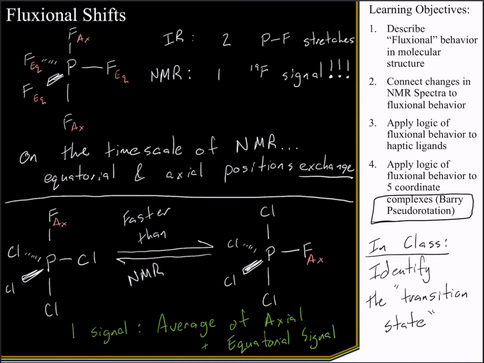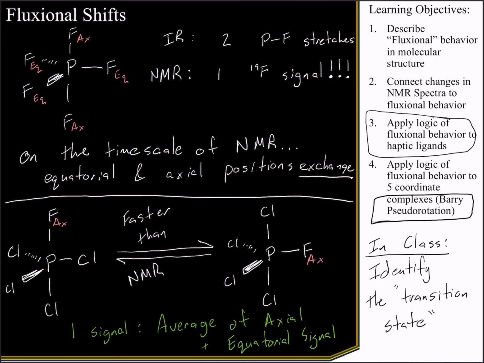So like I said, we wanted to see an example of fluxional behavior, and then we were going to try to describe it. So this idea of fluxional just means changing, right? And so these structures can change, they can rotate, they can move, and we can observe these changes using spectroscopy. So we can see the difference in the NMR and the IR that explains the difference between the axial and equatorial positions. So let's apply this to a haptic ligand set, right?